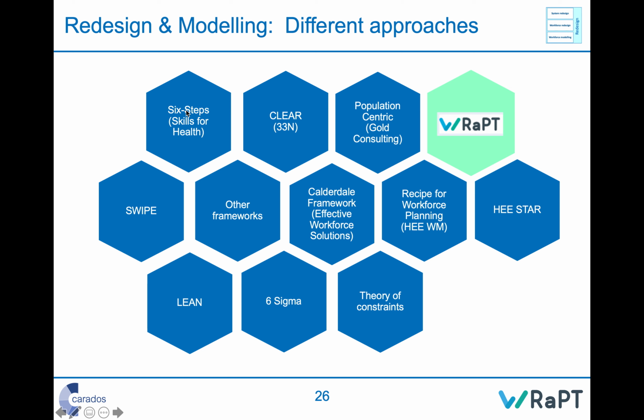From the HEE stable, you also have the 6 steps model, which is delivered by a company called Skills for Health. 6 steps is a great approach. It typically relies on having a care model in place already, and it starts with the care model and then thinks about the future state. It can be quite freeing. Whereas in WRaPT, we look at the current state first and then move to the future state.